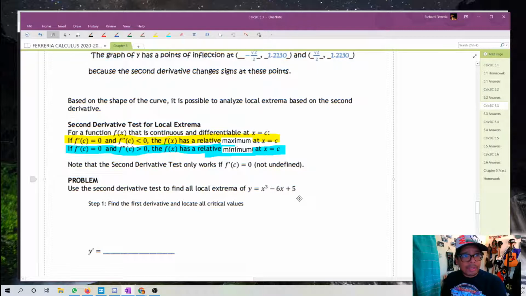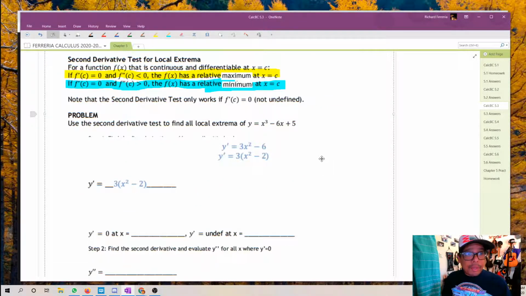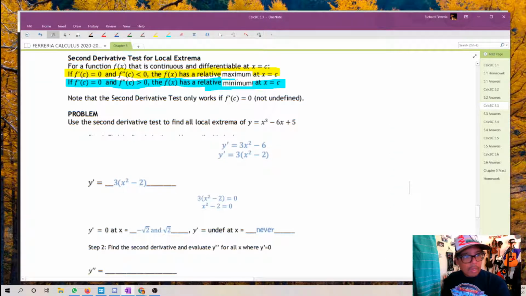Let's do that first. So my first derivative is 3x squared minus 6. Now, if we factor out a 3, we get 3 times the quantity x squared minus 2. Now we'll find the local extrema by setting our first derivative equal to 0. We come down to eventually x squared minus 2 equals 0, which means that our critical values are negative root 2 and positive root 2, because that's where y prime is equal to 0.